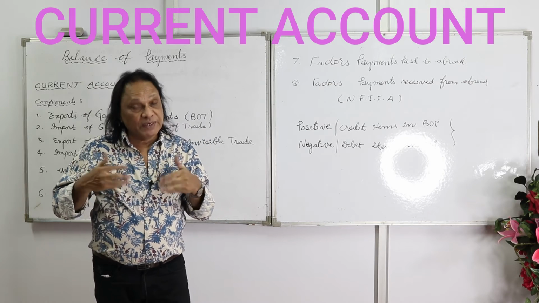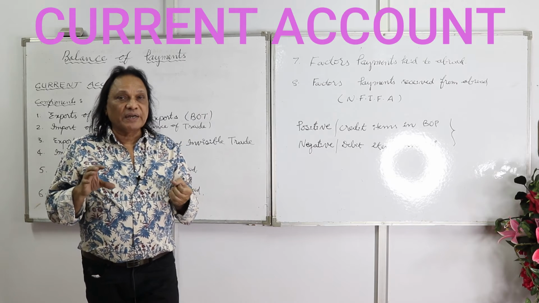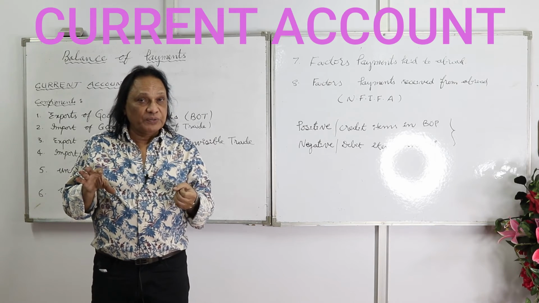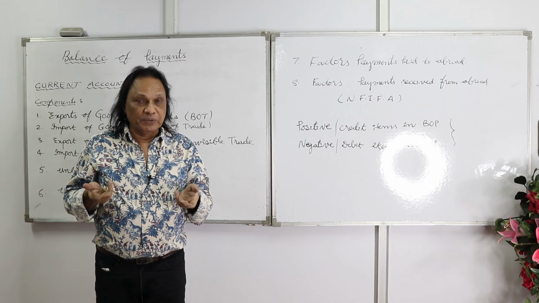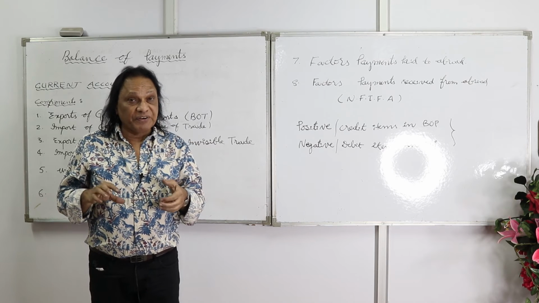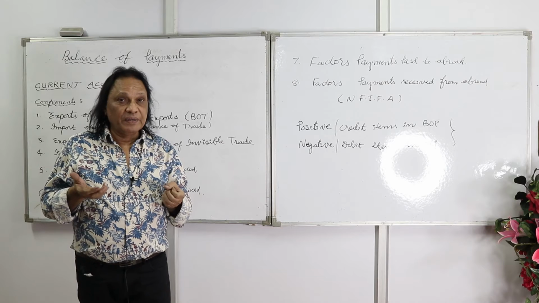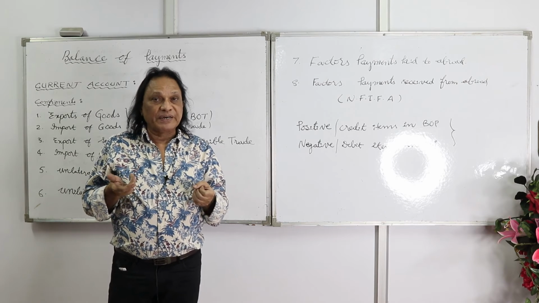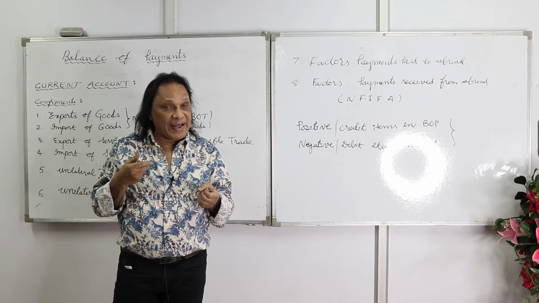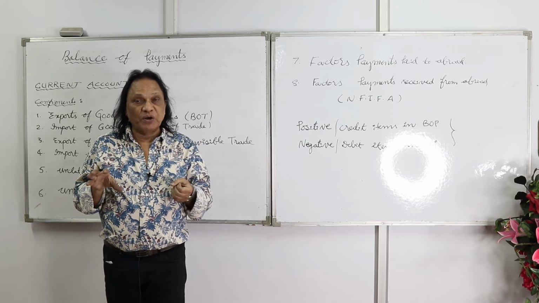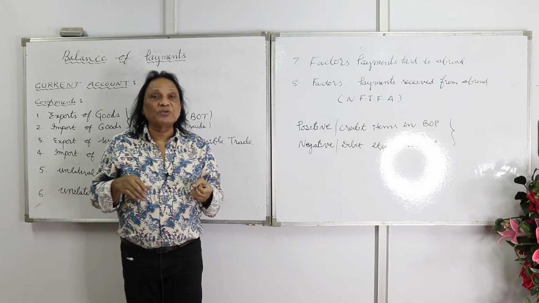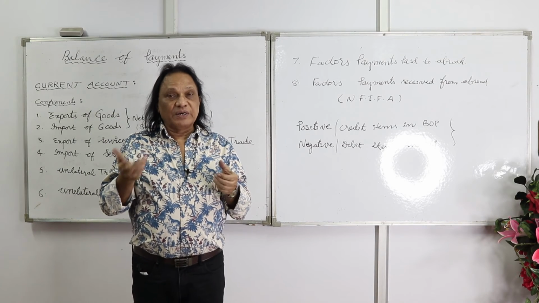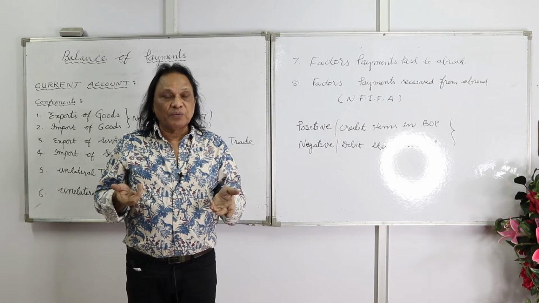Before we go to the components, the current account can be balanced, the current account can be positive, the current account can be negative. The current account we can say is favorable when it is positive. The current account is unfavorable when it is negative. The current account is balanced when it is zero.